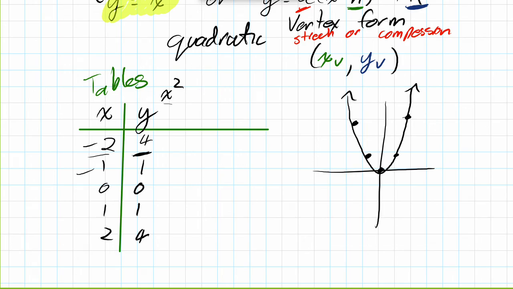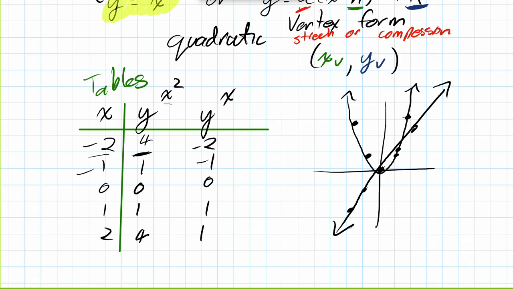Okay? If we were to try to find the y for a linear function, and we plugged it into the parent function, it would just be -2, -1, 0, 1, 2. And that's how we get that linear or straight relationship when we connect all these dots. So tables can also give us a lot of information too.